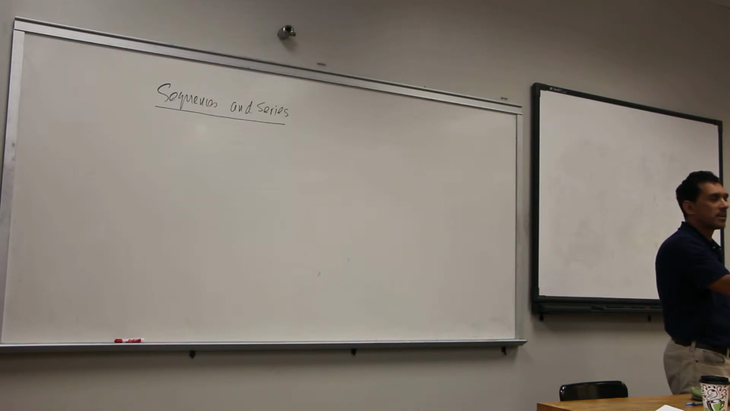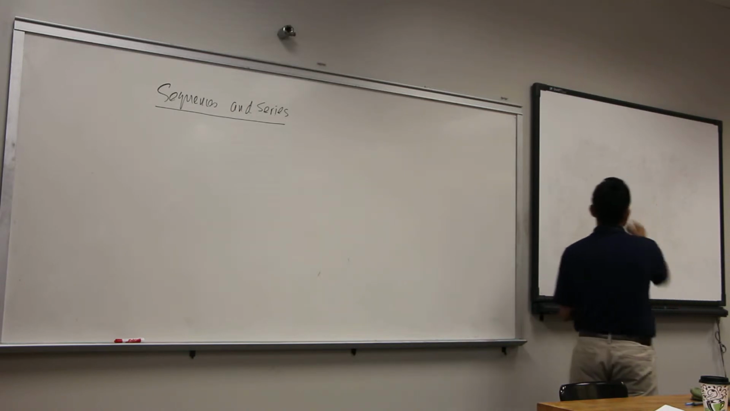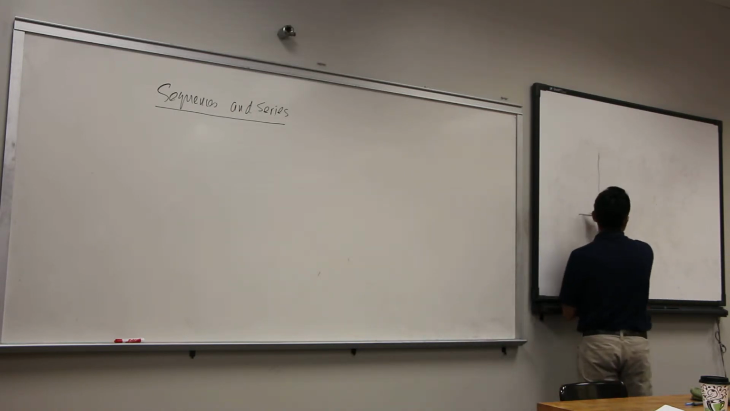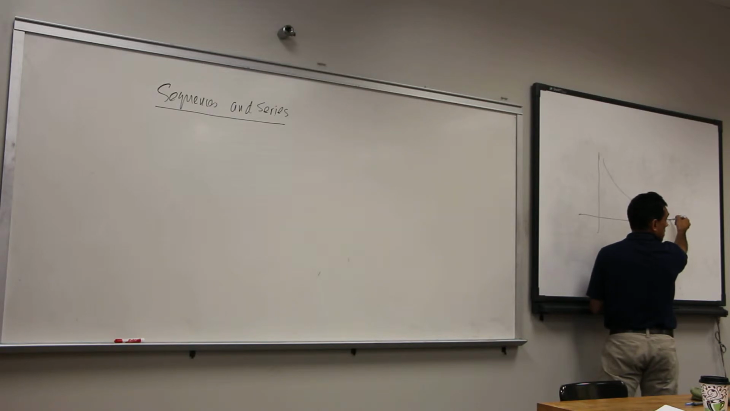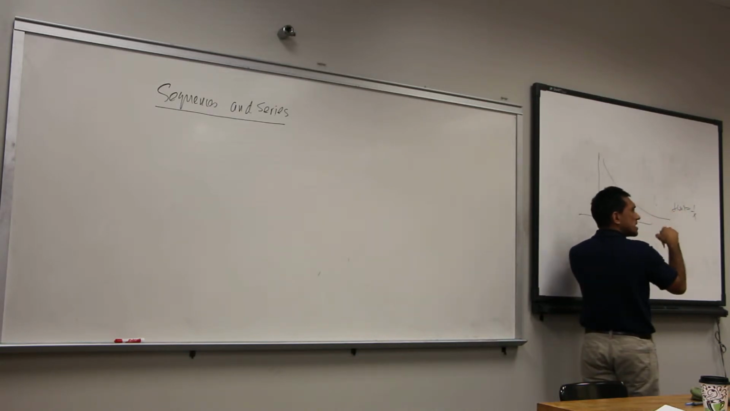Let's start with something easy. How about 1 over x? F of x equals 1 over x. We want to graph the function, right? It looks like this, right? F of x equals 1 over x. Now you take this function and you evaluate it at the integers.